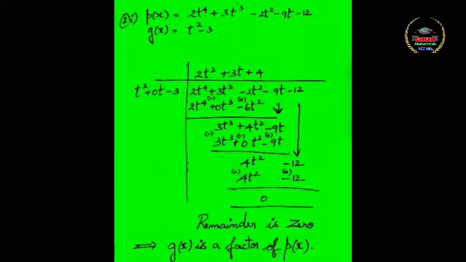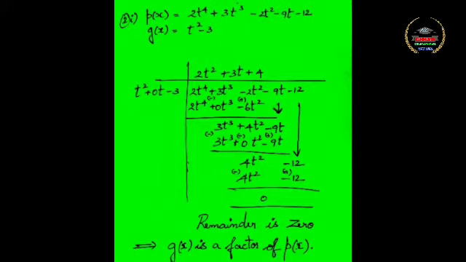Today we are going to discuss question number 2 in exercise 2.3. I will read the question for you. Check whether the first polynomial is a factor of the second polynomial by dividing the second polynomial by the first polynomial. So let us take the second polynomial as p of x as we did in the first question, and the first polynomial as g of x.